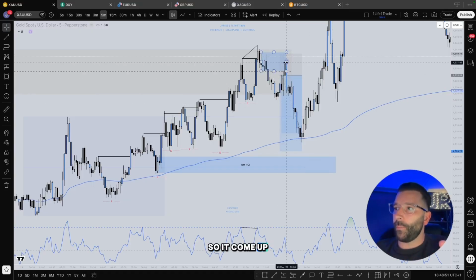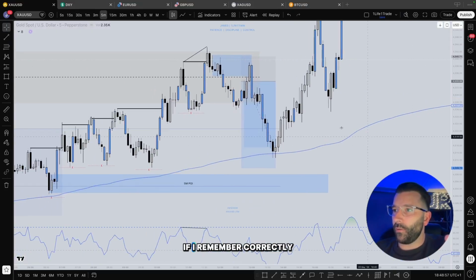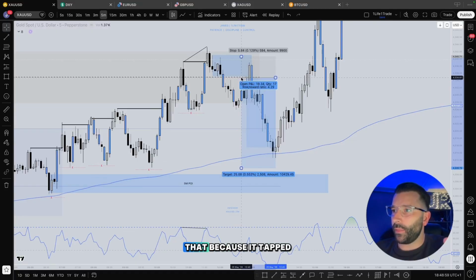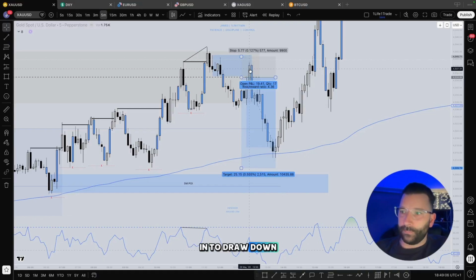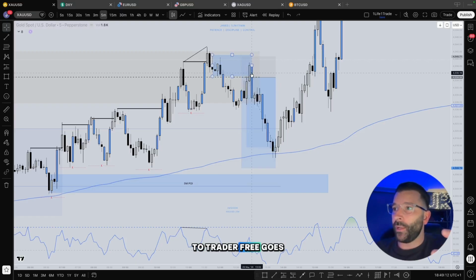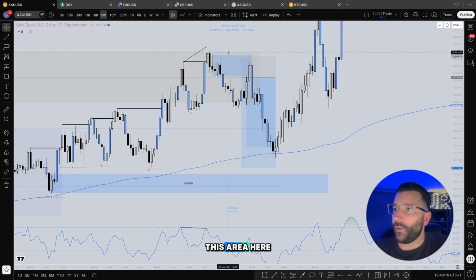So it came up, it tapped into my area, and it started reacting lovely. I think, if I remember correctly, I had this like that, because it tapped into my area, reacted nice, and then started going into drawdown, which I thought, that's fine. It's just like how Trader Free trades. I trade very similar to Trader Free. Goes into drawdown, that's fine. These things happen. It's got all of this area here.